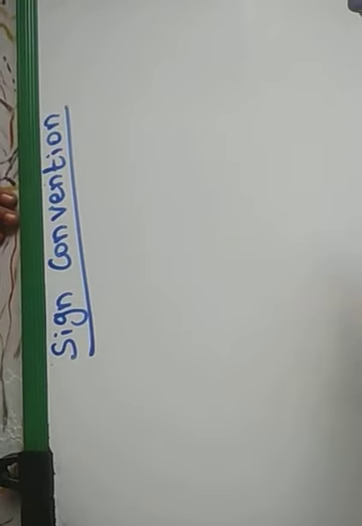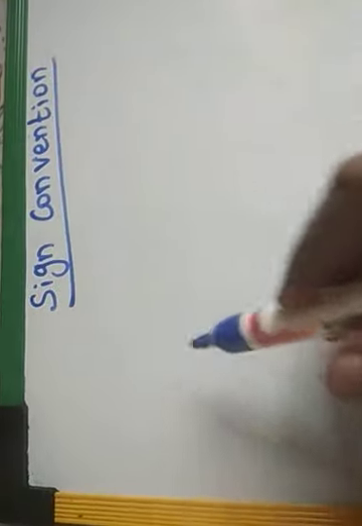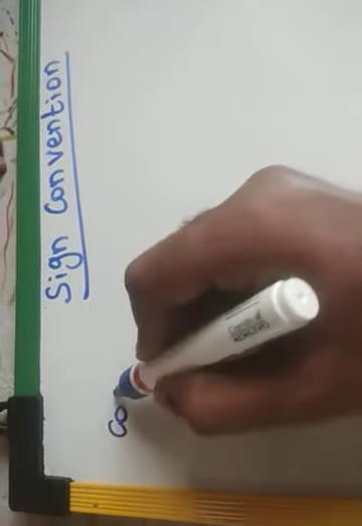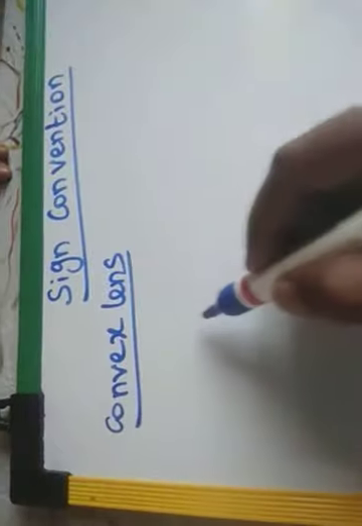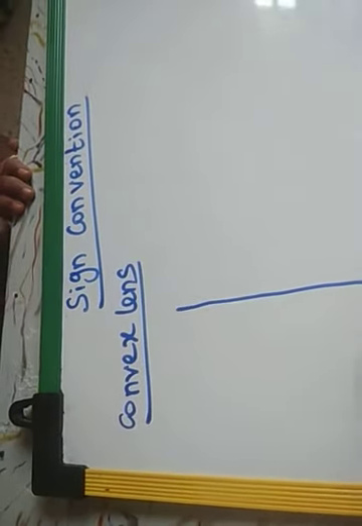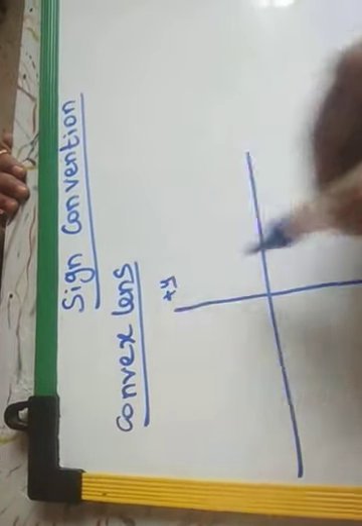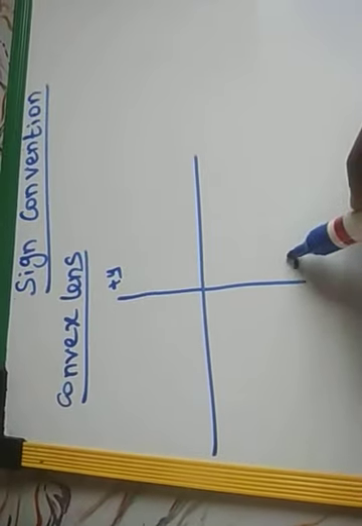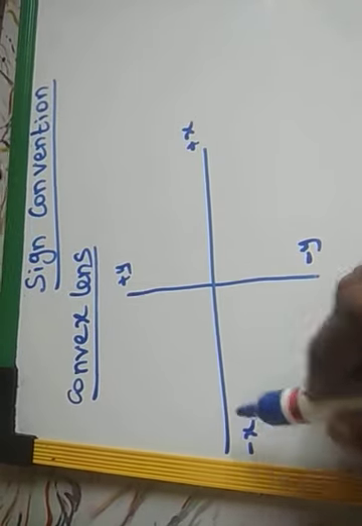Sign convention of the lenses. First we will take the sign convention of the convex lens. The sign convention is very important for solving the problems. So this is the plus y-axis, minus y-axis, plus x-axis, minus x-axis.